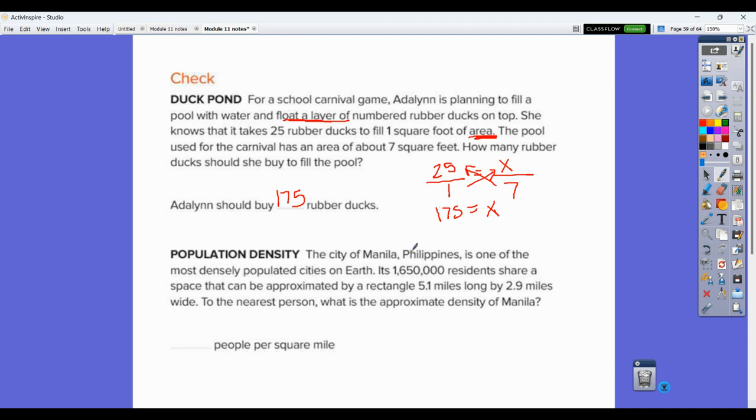Population density then. So a city in the Philippines, most densely populated, has this many residents, so that's the objects. They share a space that is a rectangle that is 5.1 miles long by 2.9 miles wide. So we have the dimensions for the area, but we need to solve for that. So we know that the number 1,650,000 divided by, we're going to do 5.1 times 2.9. And this is going to be people per, so divided by square mile.